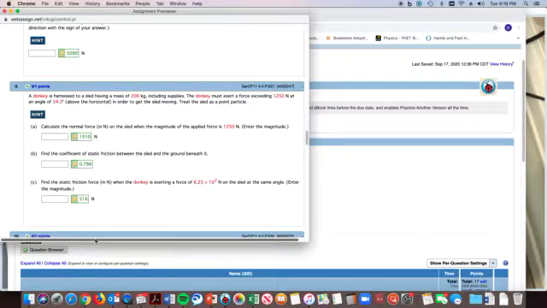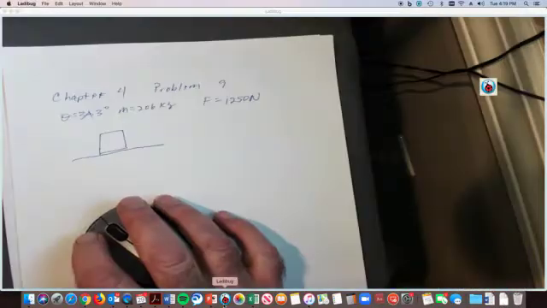And the force is at 1250 newtons. So this is a lot like one of those other problems also. Okay? And we want to calculate the normal force, and then find the coefficient of static friction. And then we'll look at the last problem.